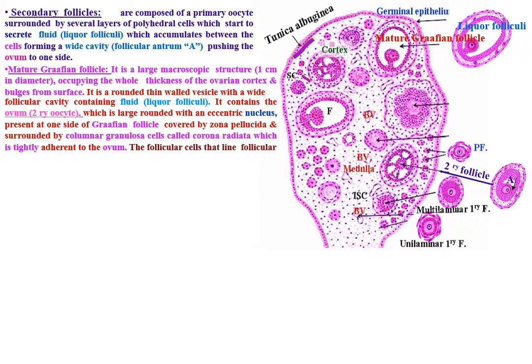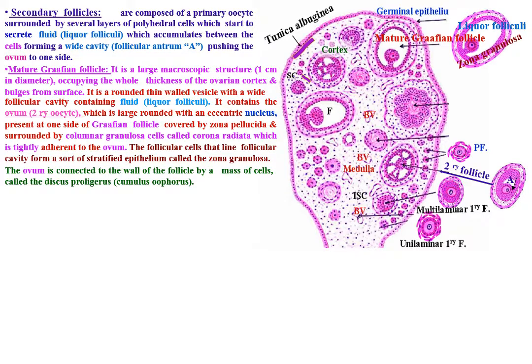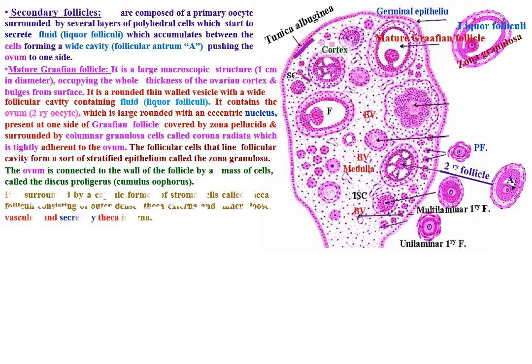Follicular cells that line the follicular cavity form a sort of stratified epithelium called the zona granulosa. The ovum is connected to the wall of the follicle by a mass of cells called the discus proligerus or cumulus oophorus. Mature Graafian follicle is surrounded by a capsule formed of stroma cells, theca folliculi, consisting of outer dense theca externa and inner loose vascular and secretory theca interna.